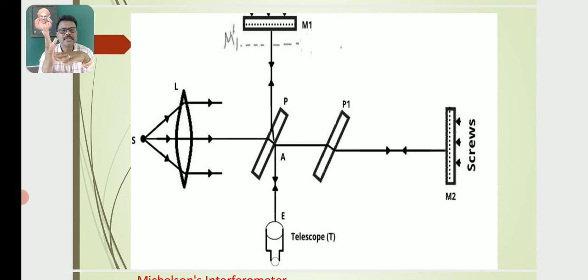The light from the monochromatic source S is made to be incident on a convex lens, such that the source is at the principal focus of the convex lens, and the light emerging from the convex lens is a parallel beam of light. Then the interference pattern can be viewed with the help of a telescope.